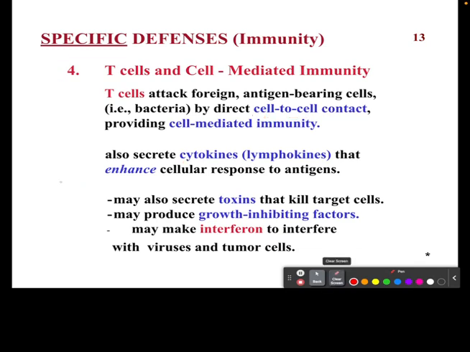So if you have a cell, here's your good cell, and a virus gets into it. I'm going to use it in purple. So the virus gets in. Your cell can produce an interferon, which stops it from reproducing. So this is something you're going to see, like I said, in viruses and some tumor cells. So T cells have a variety of ways they can fight off the pathogens. And again, it is cell-to-cell contact.